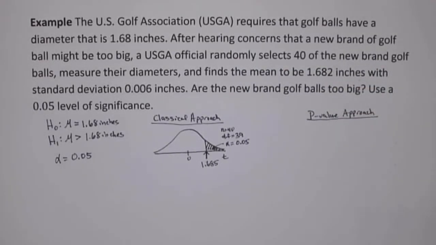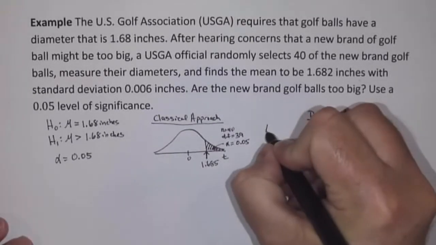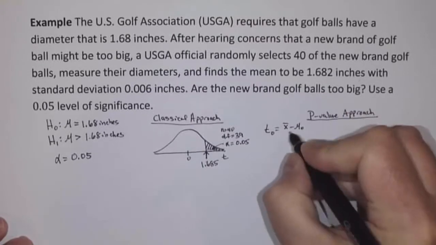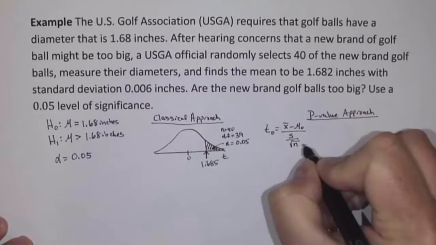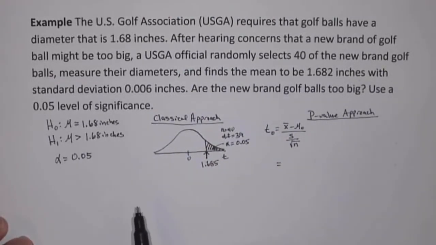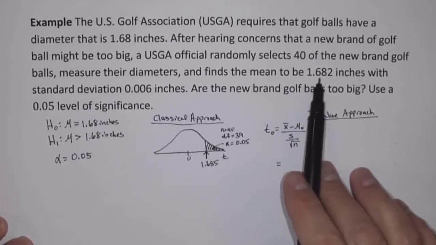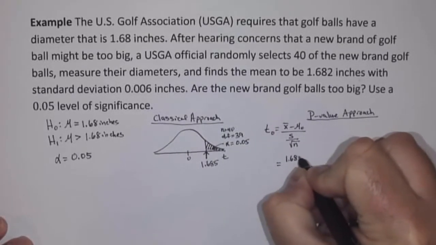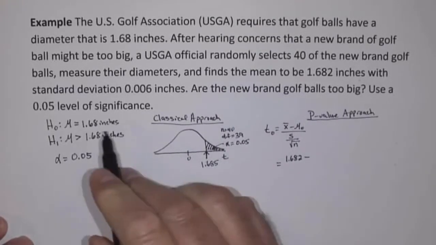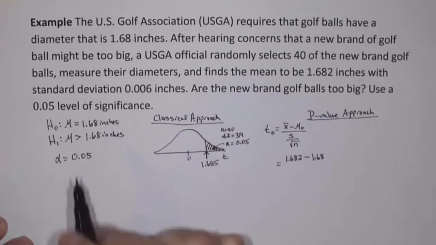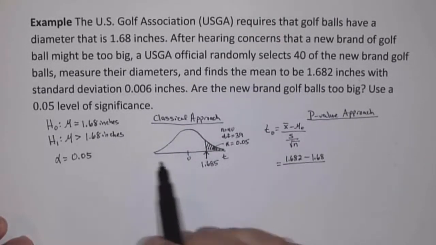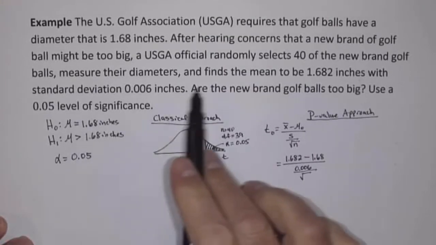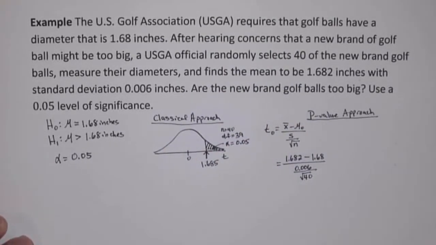Now I need to calculate the test statistic. So our test statistic is going to be t naught instead of z naught, and that is equal to x bar minus the mean from the null hypothesis divided by s over the square root of n. So in this case, our x bar was told to us. We got 1.682. That was the mean of the 40 golf balls. So we got 1.682, that is the x bar, minus 1.68, which is the mean from the null hypothesis. And so we're going to divide that by the standard deviation, which is 0.006, over the square root of the sample size, which was 40. So we're going to calculate that test statistic.